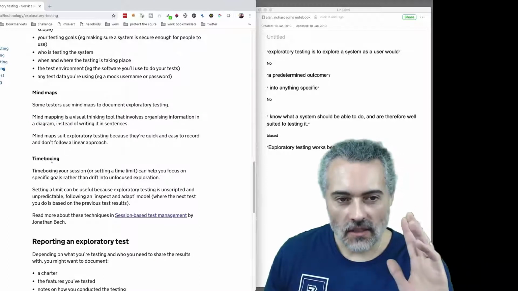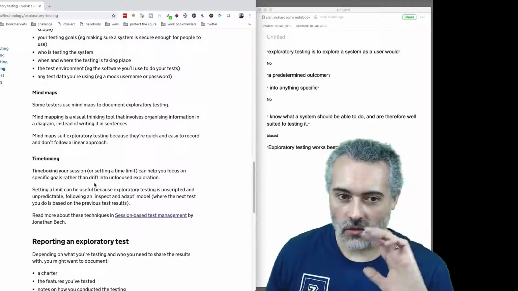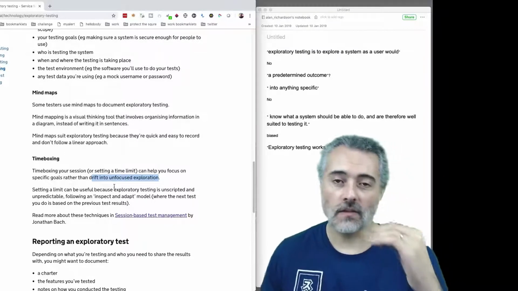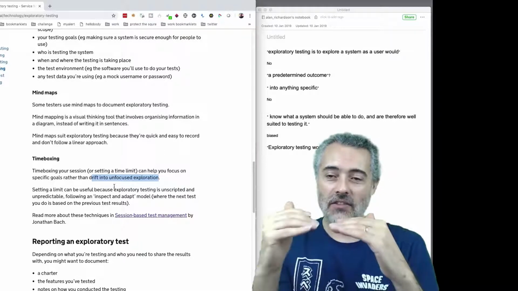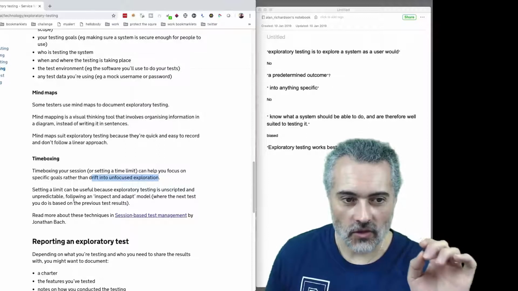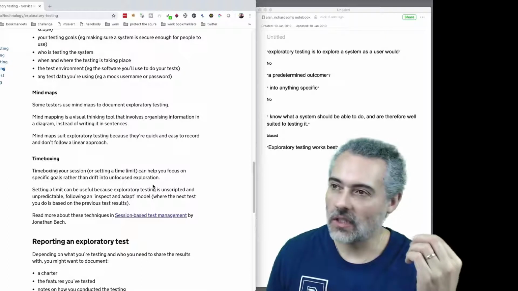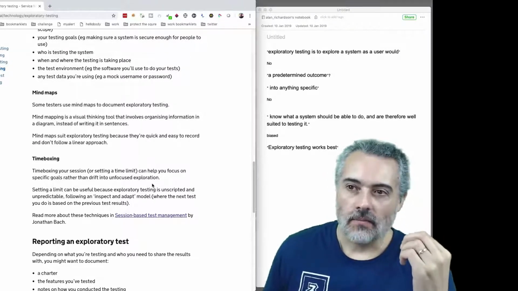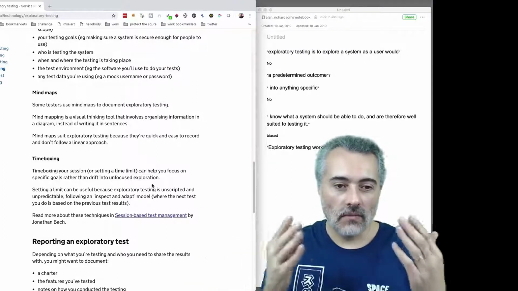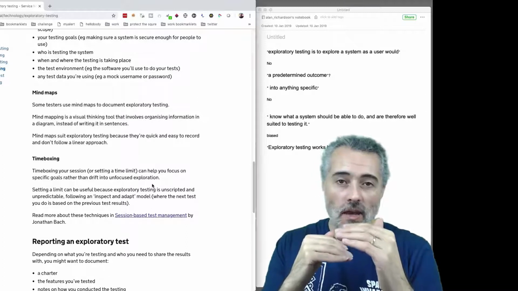Right, time boxing. This is important. It is important to set a time limit because it helps you focus. You can still drift off in unfocused exploration. That's still perfectly valid. You just have to be aware at what point you do it, and you end at a certain point. Setting a limit is useful because all testing is essentially unbounded. You can keep going. So we artificially limit in time so that we're forced to constantly prioritize.